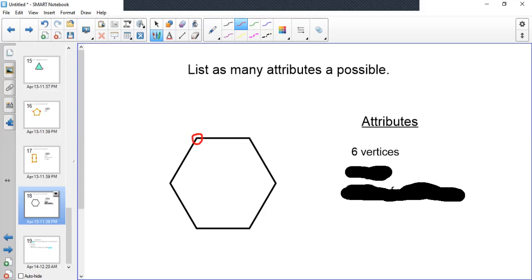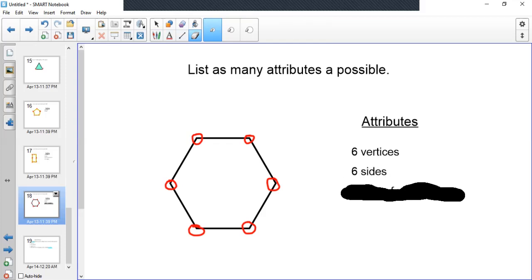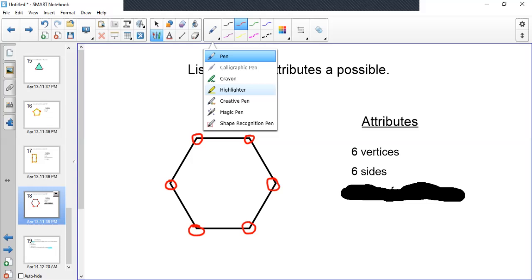So 1, 2, 3, 4, 5, and 6. 6 vertices. What is another attribute you found? All right, 6 side lengths. Let's highlight those and make sure.